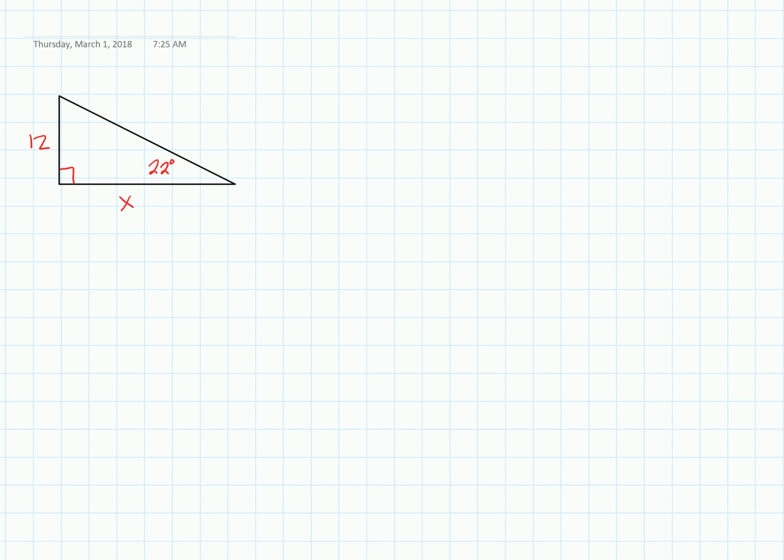The homework tonight is going to be completely focused on the tangent ratio. And what we need to remember is the tangent is defined as the side that is opposite our given angle divided by the side that is adjacent to our angle.